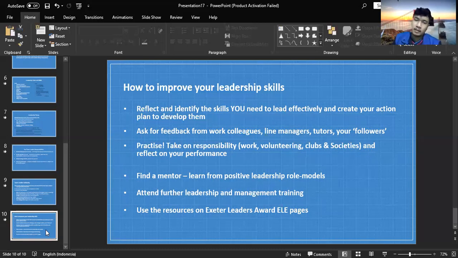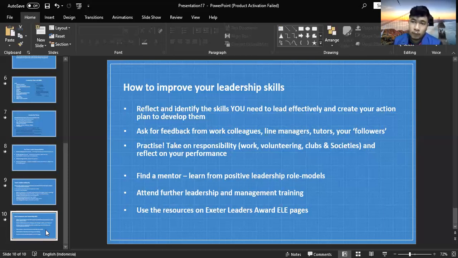Third, practice. Take on responsibility, work, volunteering, clubs or societies, and reflect on your performance. For practice, you can search on social media. You can learn from YouTube or Instagram or anything. And next, you can find a mentor and learn from positive leadership role models. You can learn or read from Google, I guess.